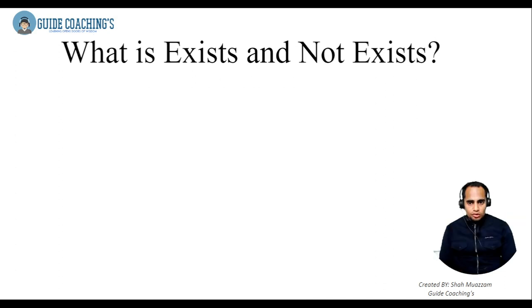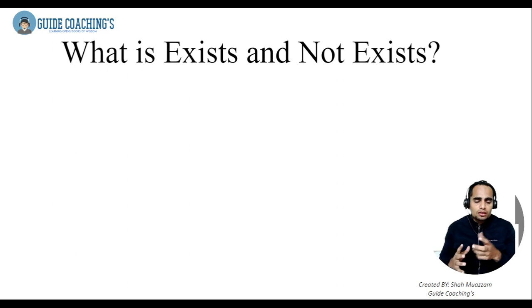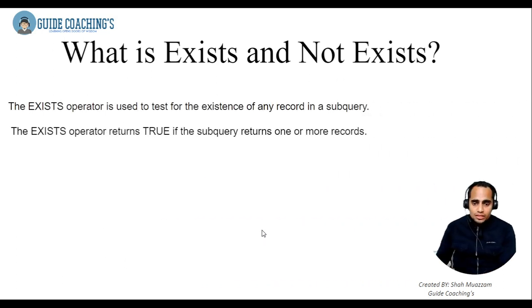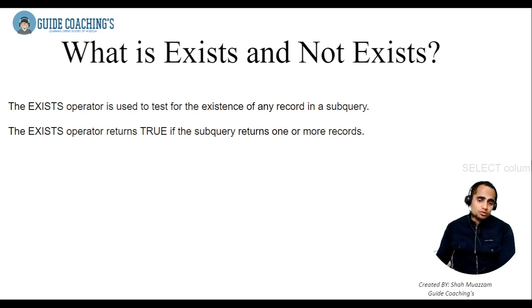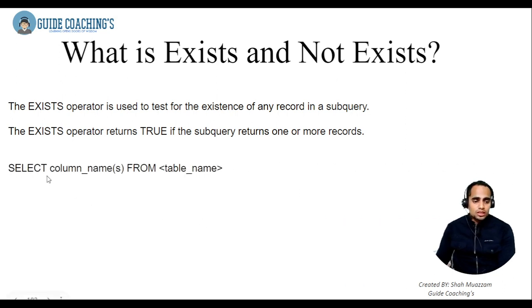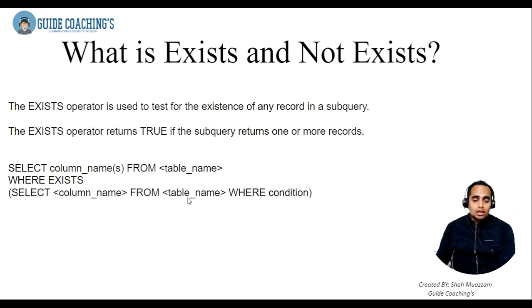So this is again a very important operator which is mostly used with correlated queries. It also gives the result in the same format, that is true and false. If it exists in that particular query, it gives true, and if it does not exist, it gives false. So we can use exists and not exists. Let's look at the syntax. It returns true if the subquery returns true. The syntax is: select a column or multiple columns, from the table name, where exists, and then we give the condition.